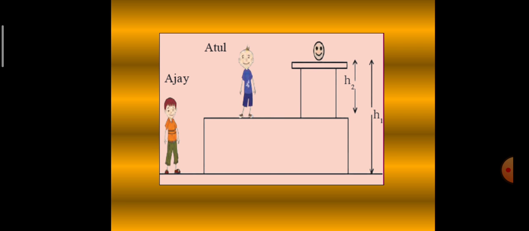So the height at which the ball is kept is different for both of them, and therefore the potential energy of the ball with respect to Atul and Ajay will be different because the height is different. And from this activity, what we conclude is that potential energy is relative. The heights of the ball with respect to Ajay and Atul are different, so the potential energy with respect to them will also be different.